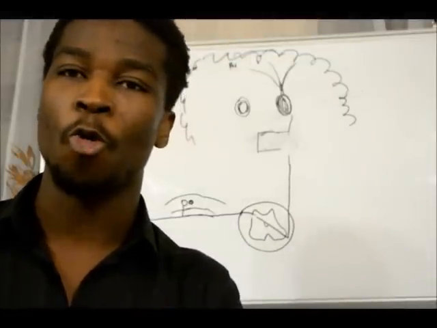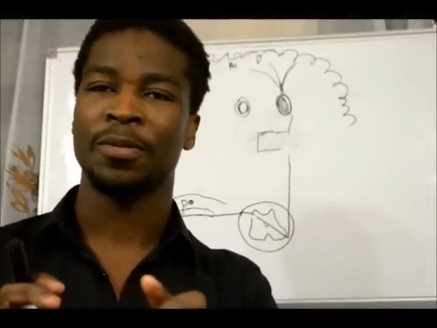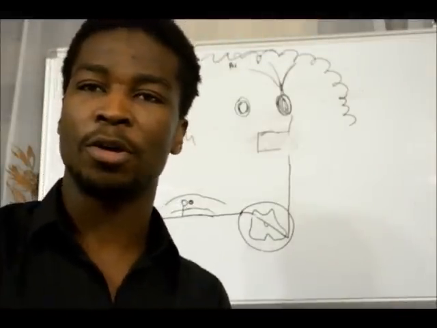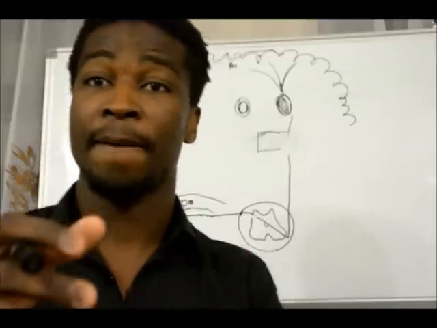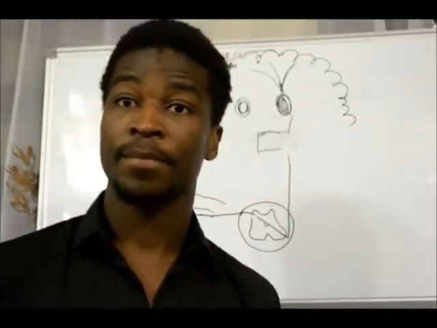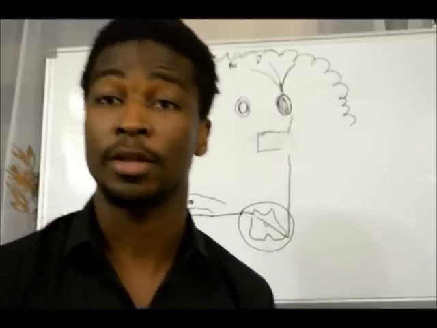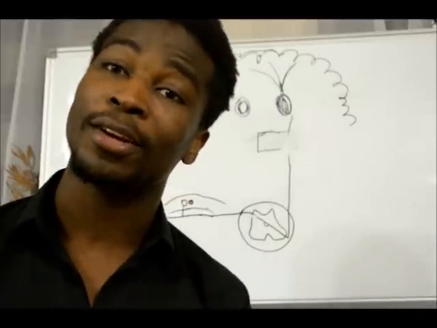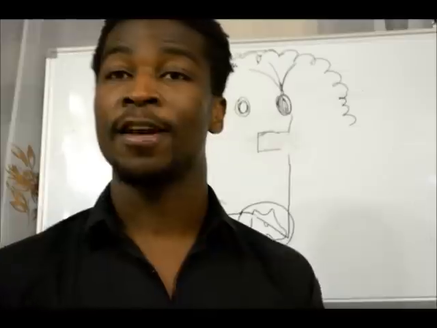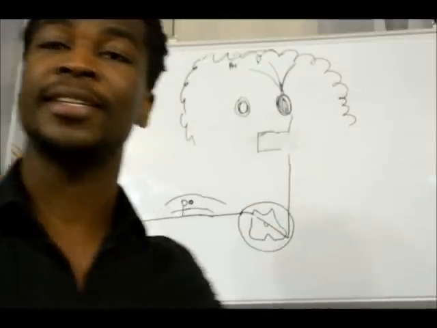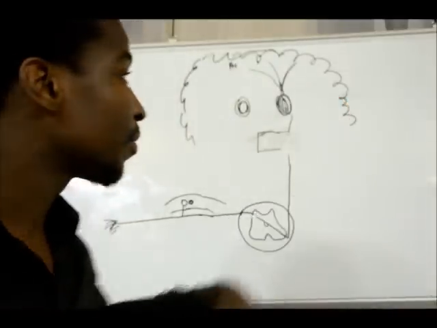Okay, fine, it goes to the postcentral gyrus. How does it know exactly where you feel pain, right? Now this is the one thing I'm going to talk about. In your brain, your whole body, from your head to your toe, is represented on your brain.